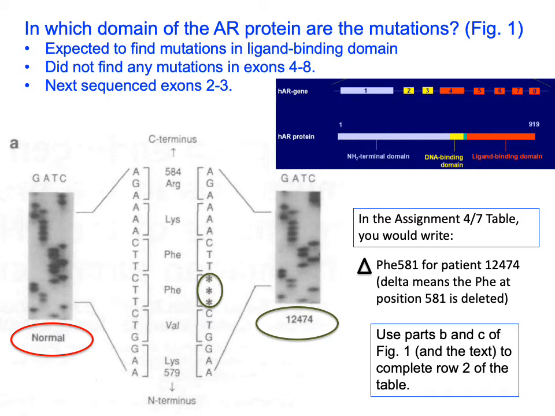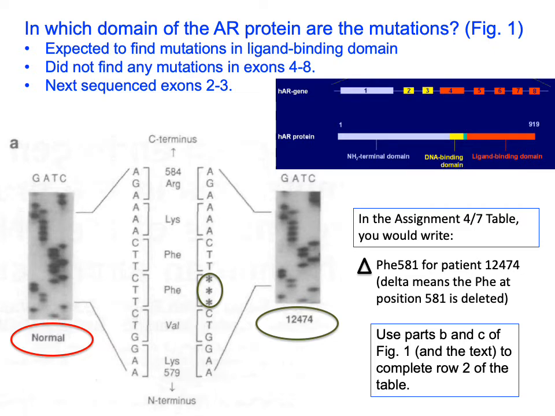So what we can see is that I've circled in green, there's a missing phenylalanine. There's 3 asterisks, which means that those 3 nucleotides are deleted, and those nucleotides normally would be translated into a phenylalanine. So they would indicate the genotype for individual 12474 as delta Phe 581. So delta means that the phenylalanine at position 581 is deleted. So that's that triangle, is the delta. So that's what you would want to write in your assignment 4.7 table, and you can use parts B and C of figure 1 and the text to complete the remainder of row 2, and to write down the genotypes of the other patients.